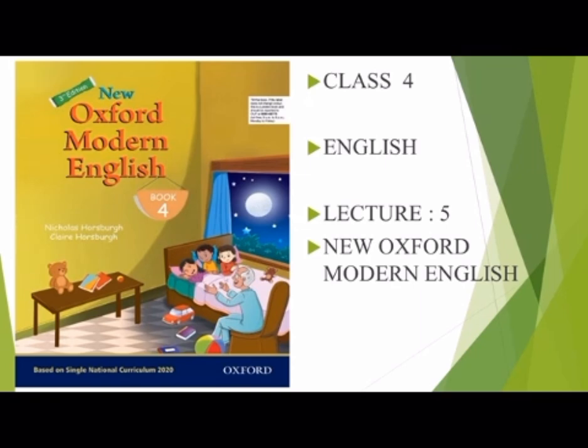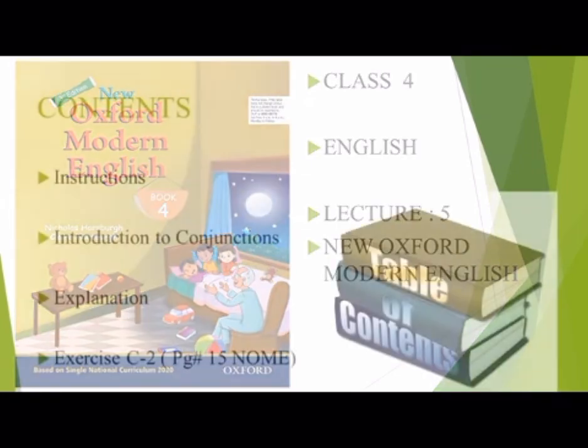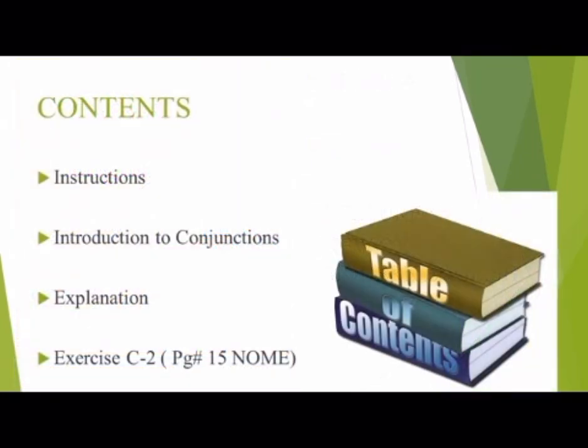The book is New Oxford Modern English. Let's see the contents of the lecture. First of all, some instructions will be given. Then there will be introduction and explanation to conjunctions. After that, we shall do exercise C2 given on page 15 of your New Oxford Modern English.